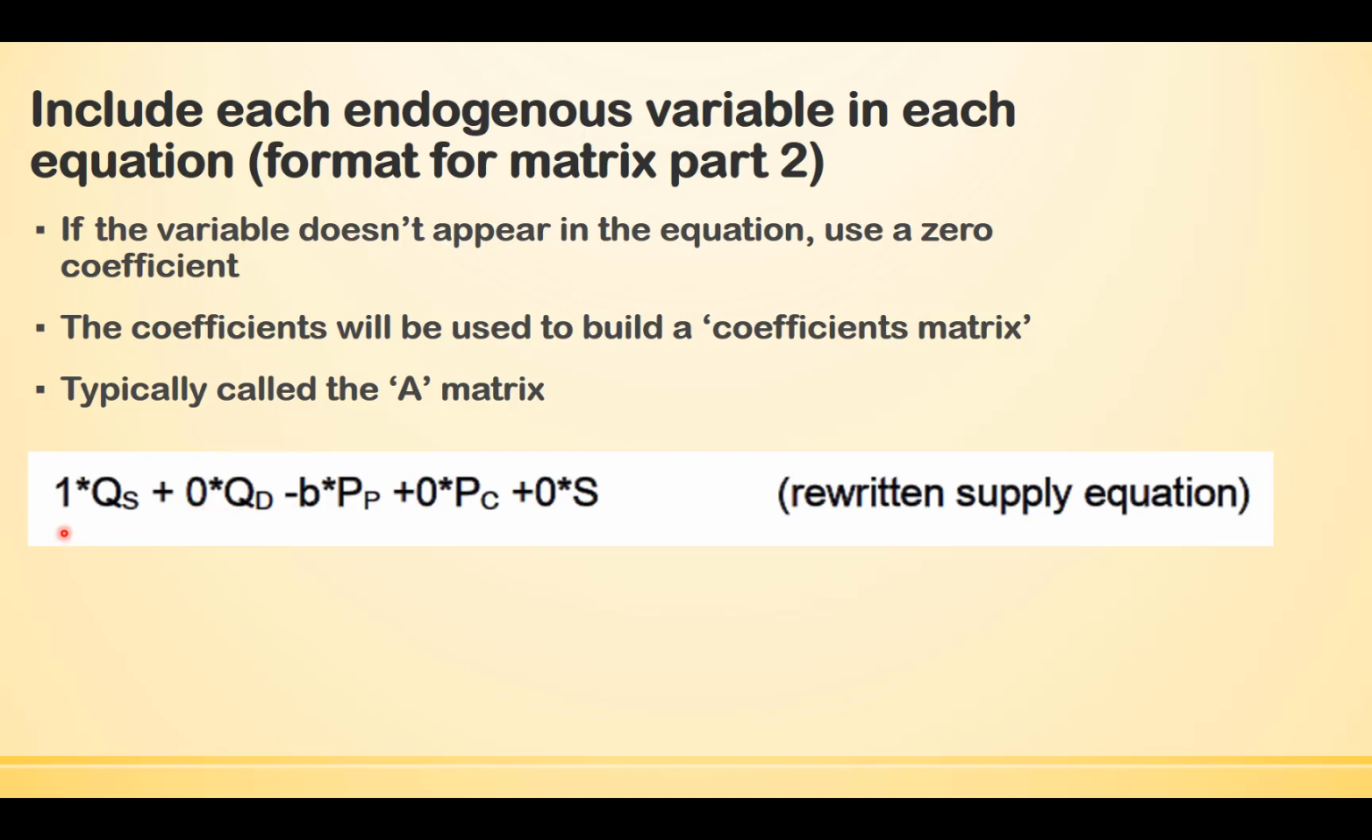And so the way it ends up looking is like this. So 1 times the quantity supplied plus 0 times the quantity demanded, because that is not part of the supply equation, minus B, that's the slope, times the producer price, and then we end up with 0 times the consumer price and 0 times the subsidy. So the matrix pieces are really these coefficients: 1, 0, minus B, 0, and 0.